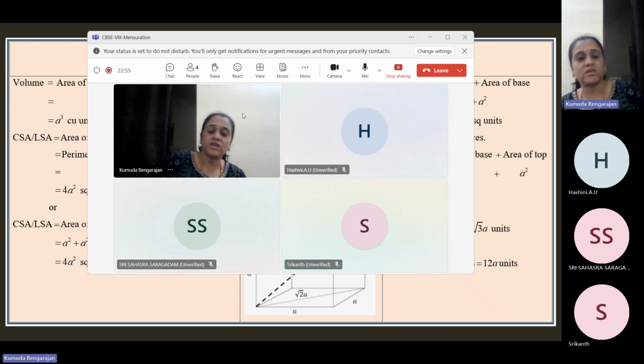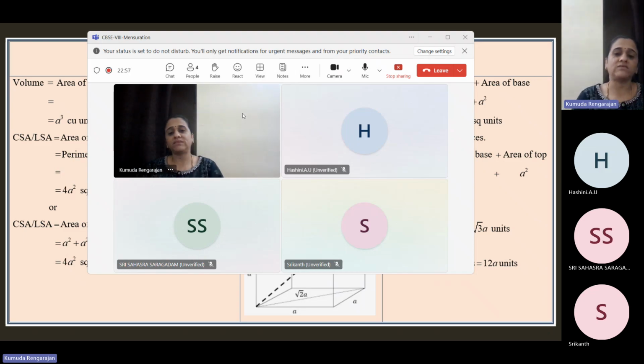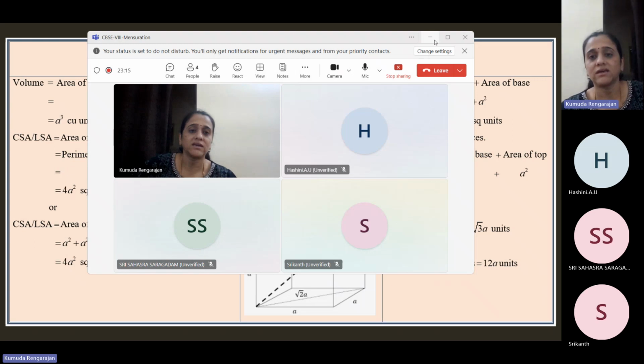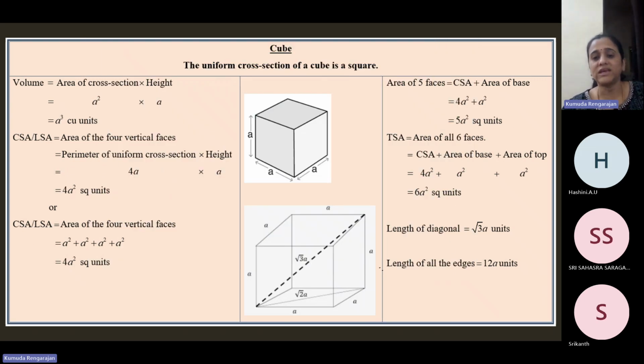So it has 4 edges along the length, 4 edges along the breadth, and 4 edges along the height. So 4 plus 4 plus 4, 12. And the length of each edge is A because it's a cube. So A 12 times, A plus A plus A 12 times, is 12A. So the length of all the edges of a cube is given by the formula 12A.